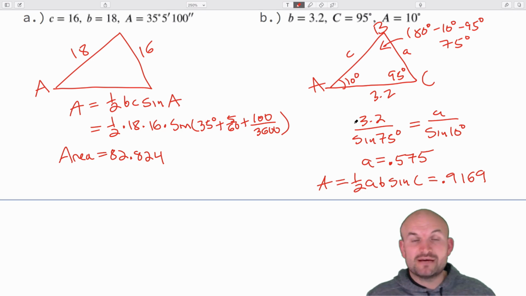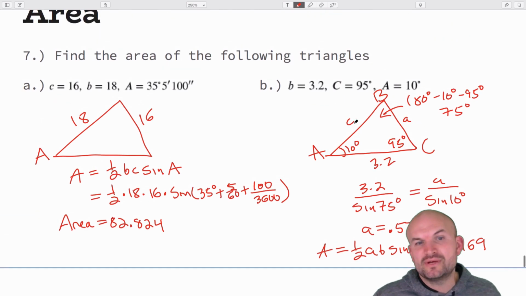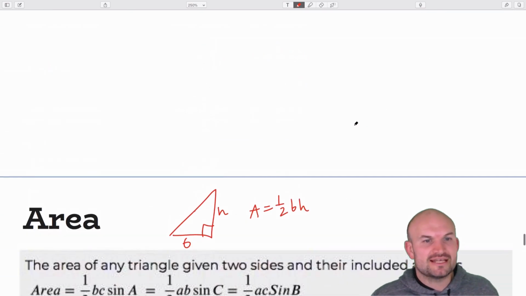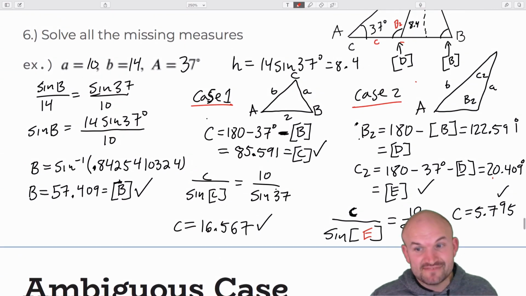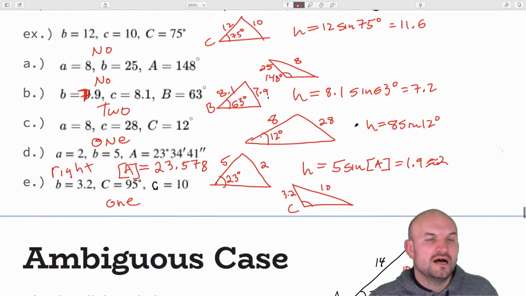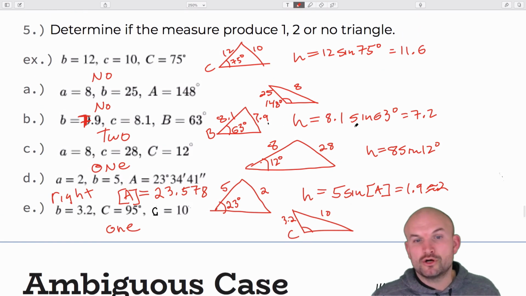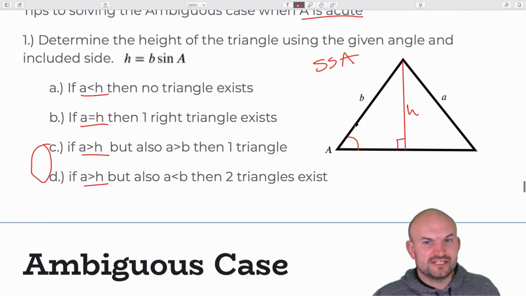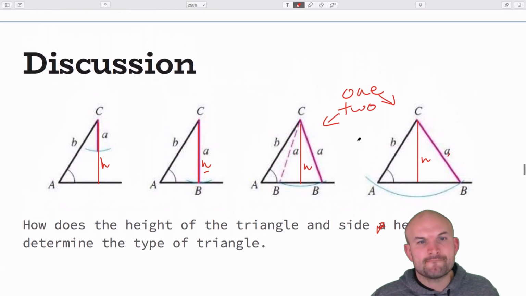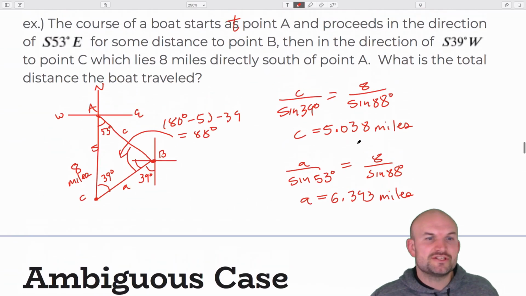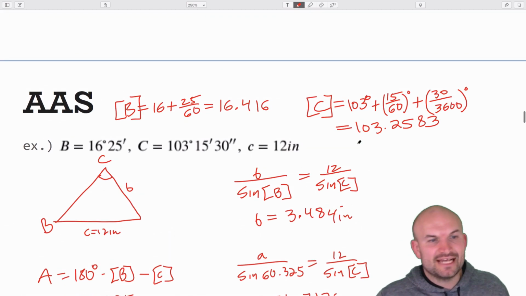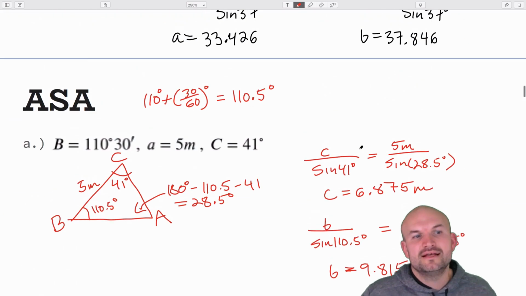So there you go, ladies and gentlemen. That is the law of sines. You can see that we covered the area of oblique triangles. We talked about how to identify the ambiguous case, find all the missing measures, how to label 1, 2, or no triangle, as well as determine if it's a right triangle. Then we talked about obviously just understanding that ambiguous case, as well as looking into some word problems and finding the missing measures using angle, angle, side, as well as angle, side, angle.